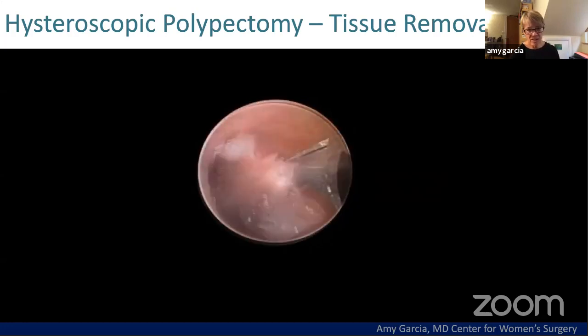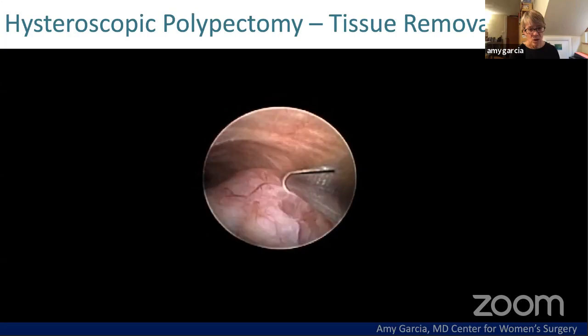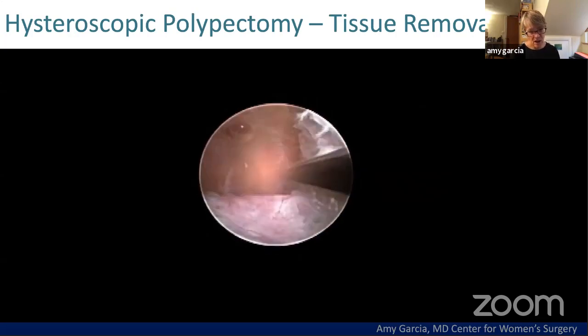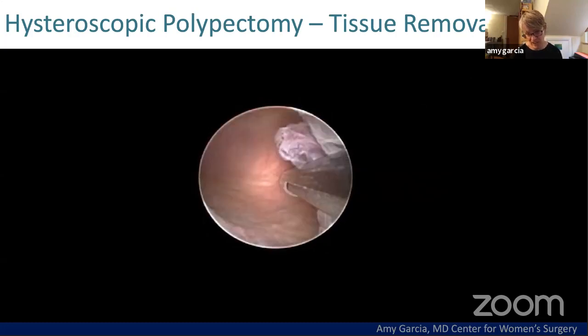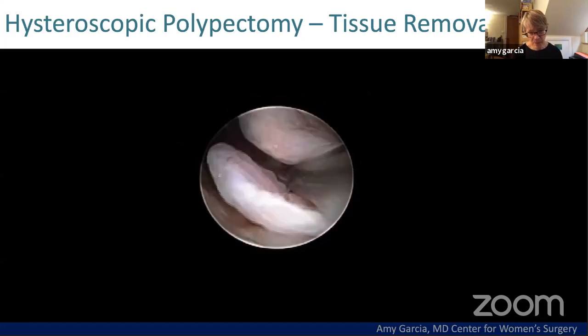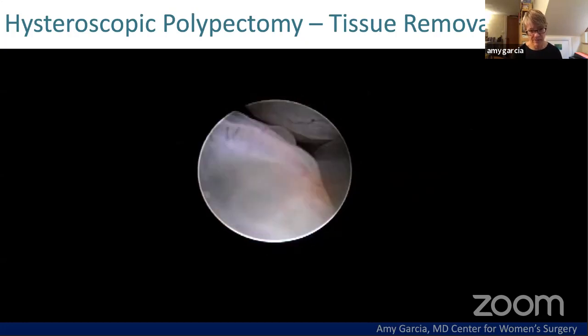It is quick and easy, and this device is fully disposable and costs about $1,300 US. So again, very efficient, but becomes really cost prohibitive.